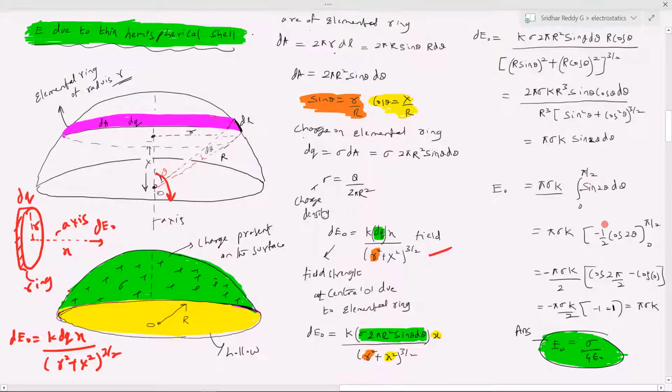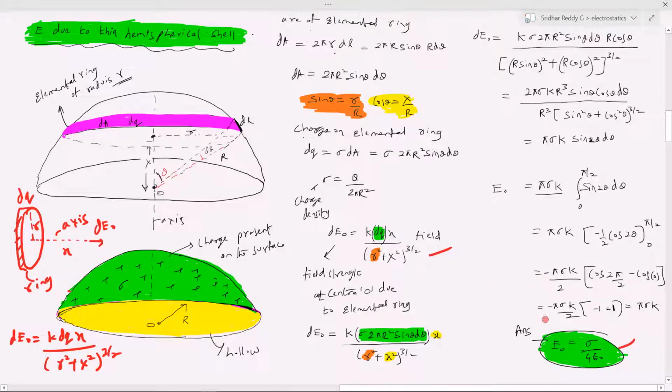So substituting, minus 1 by 2 cos 2 theta, upper limit and lower limit. What is the upper limit? Pi by 2. So cos 2 times pi by 2, cos pi, will be minus 1. Cos 0 will be 1. So solving that will end up with this. So what is further? The k is 1 by 4 pi epsilon naught. So what is the electric field strength? Sigma by 4 epsilon naught. This will be your answer.